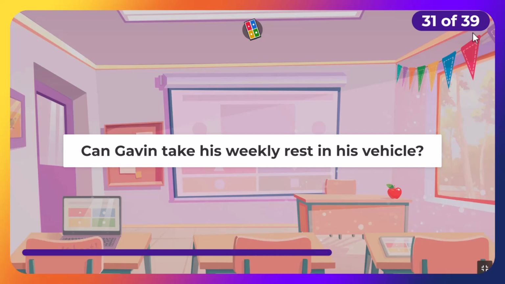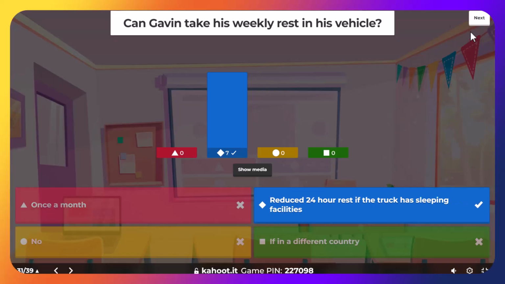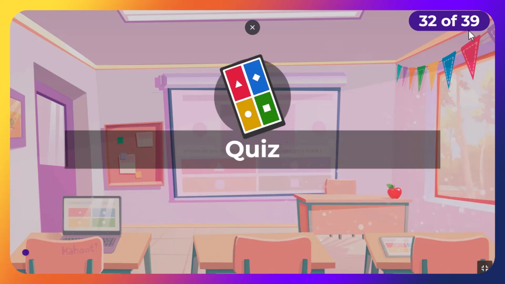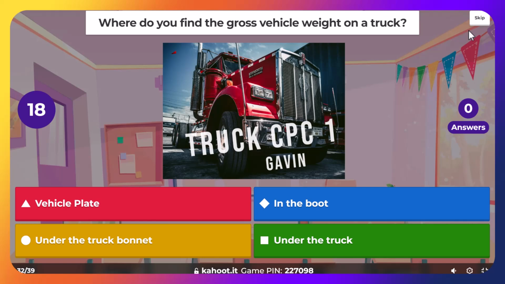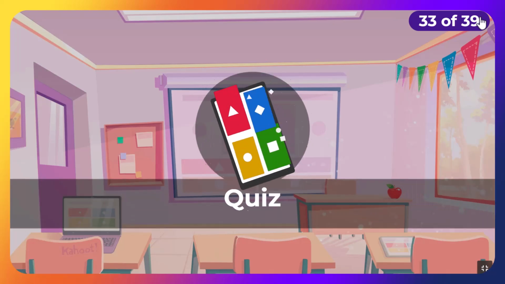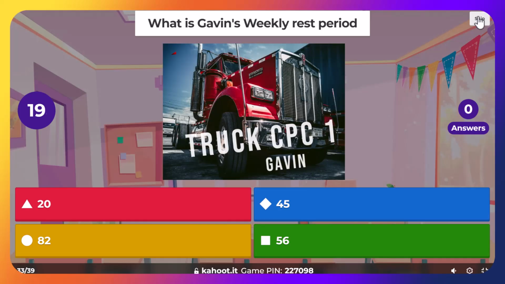Can Gavin take his weekly rest in his vehicle? Once a month, a reduced 24-hour rest if the truck has sleeping facilities. No, if in a different country. What is Gavin's weekly rest period?